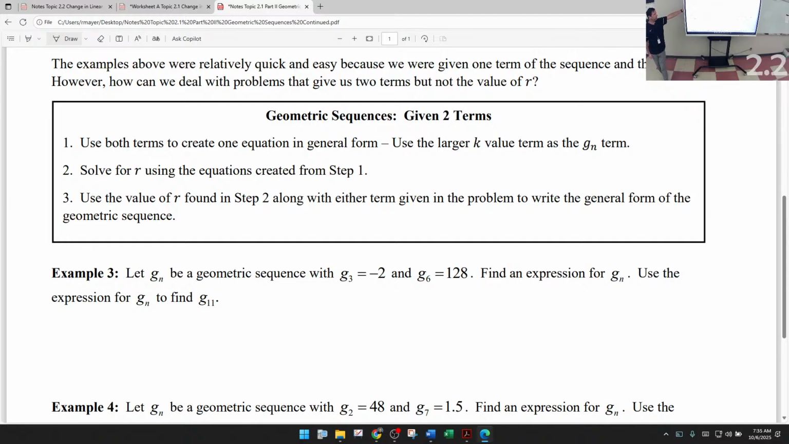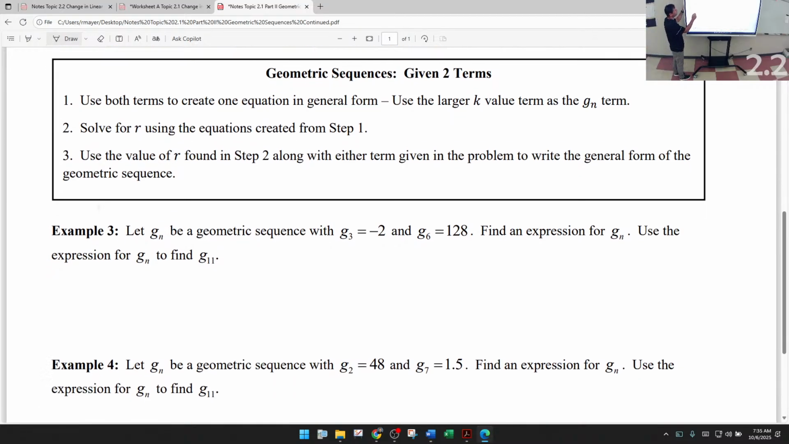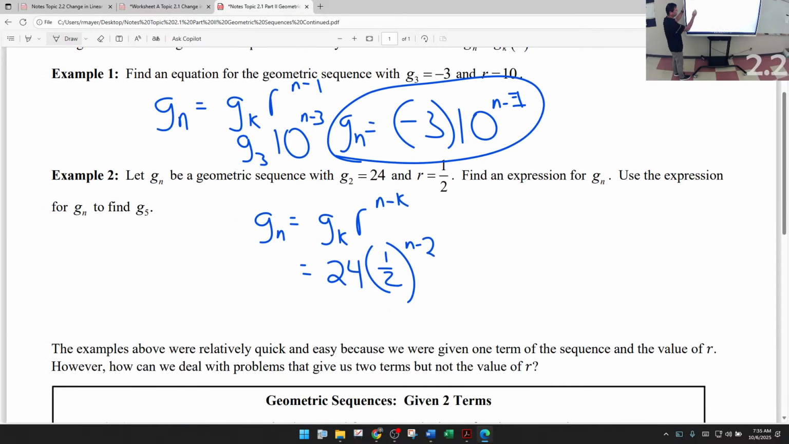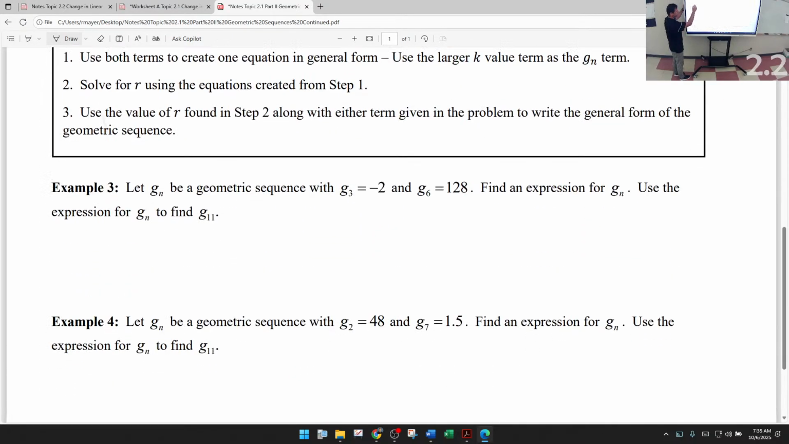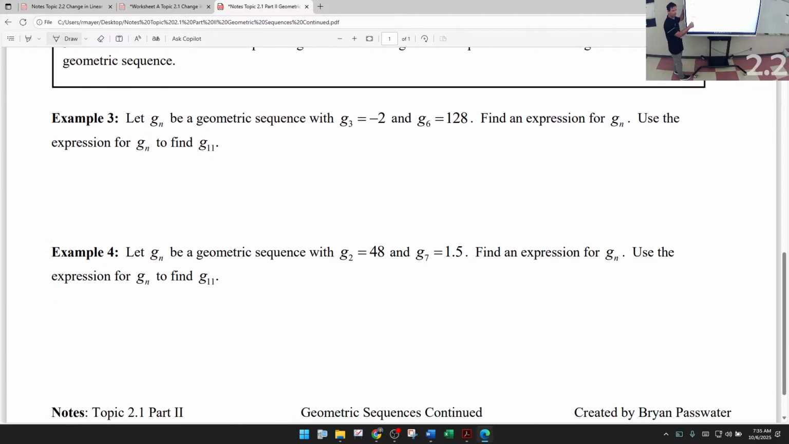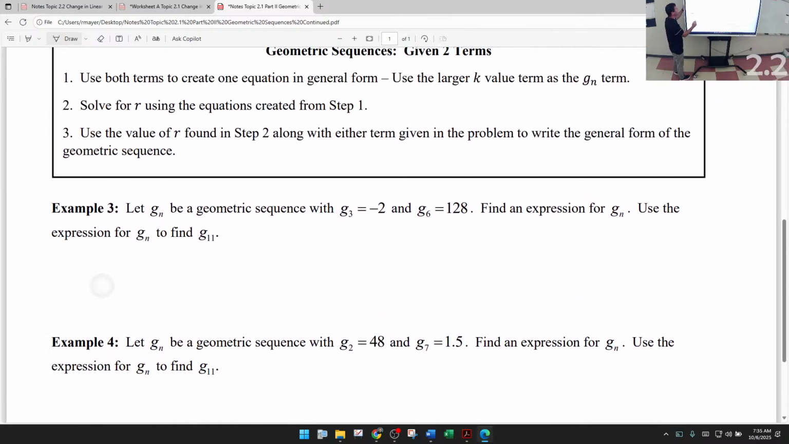Use both terms to create one equation in general form. Use the larger k values as g of n term. Solve for r using the equations that were created from step 1. This will make sense to you in a second. Use the value of r found in step 2 along with either term in the problem to write the general form. So here's what they want us to do for this particular problem. And you can do this with arithmetic, it's just easier to mentally think about the arithmetic.